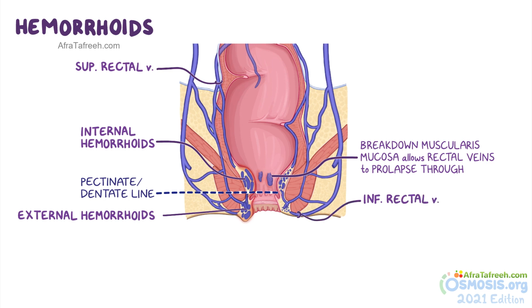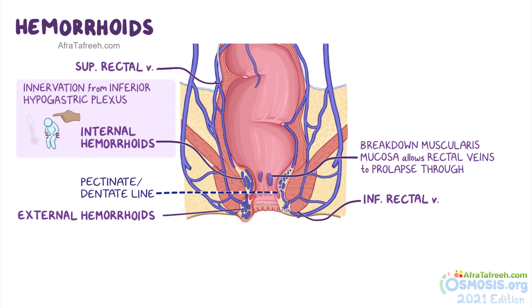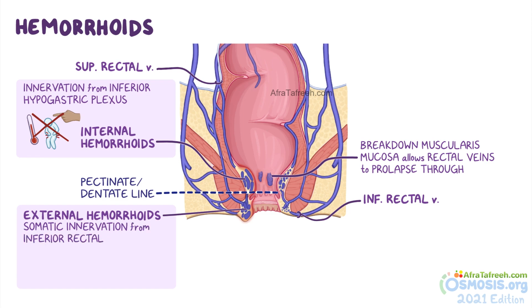Due to their position above the pectinate line, internal hemorrhoids receive visceral innervation from the inferior hypogastric plexus and are not sensitive to pain, touch, or temperature. External hemorrhoids, however, receive somatic innervation from the inferior rectal nerve, a branch of the pudendal nerve, and are therefore sensitive to touch, temperature, and pain.